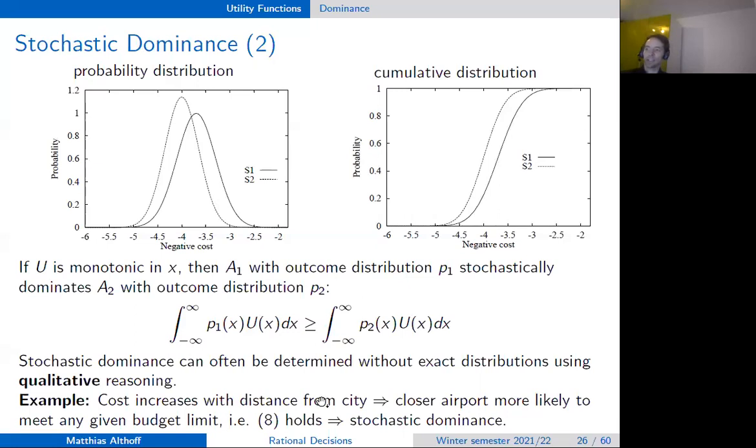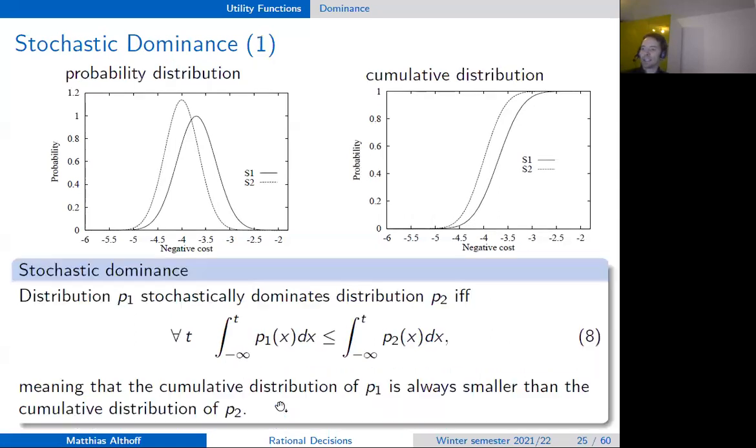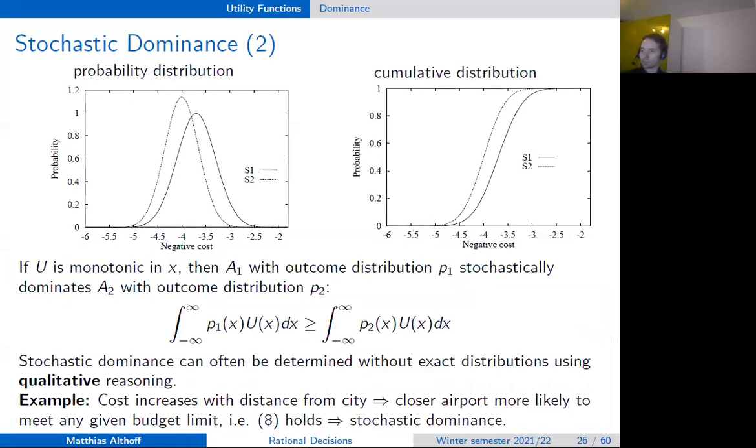Let's say if you build a train from the city center to the airport, then this is more costly the further the airport is away from the city. But of course, the costs themselves are uncertain because there might be a swamp that you forgot, or the price of steel has increased or decreased. So there is uncertainty in the cost itself. But the closer the airport is, the more likely it is that it meets the given budget limit. So that means that the stochastic inequality here holds. And if that holds, then we have stochastic dominance.